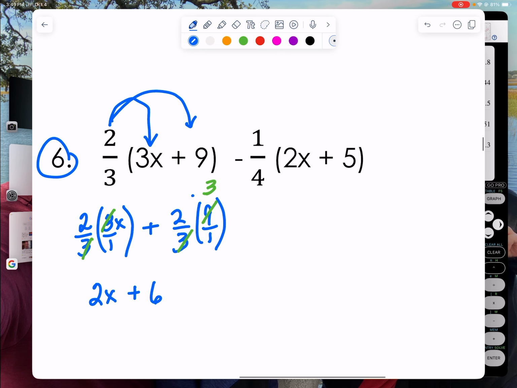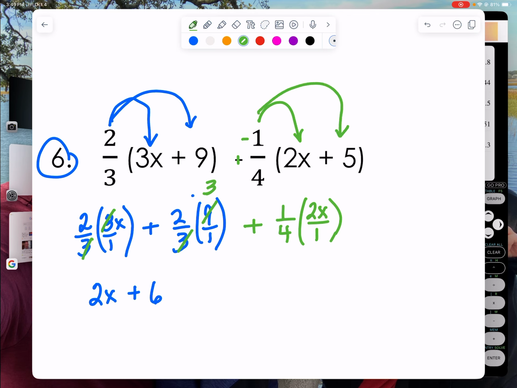Let's go to the next one, which was negative 1/4 times 2x plus 5. So I'm going to have negative, think of that as plus a negative 1/4 if you want to. Either way, I'm distributing a negative 1/4. So I'm going to add 1/4 times 2x, and I'll put that 2x over 1, and then I distribute the 1/4 and the 5. So that would give me, oh, I left my negative off, didn't I? Plus negative 1/4 times 2x, sorry. Plus negative 1/4 times 5.